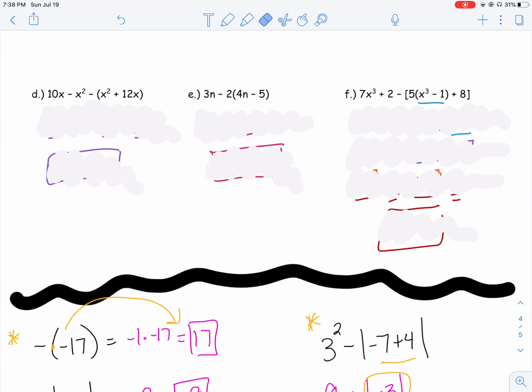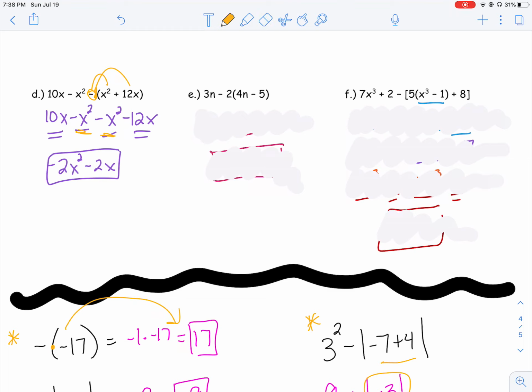All right, look at D here. I'm going to take this negative, or opposite, negative 1, and I want to distribute it through. That gives me a 10x minus x squared minus x squared minus 12x. It's really important that you distribute it to everything. Some students make the mistake of distributing it to the first term and forget about the other term, so just be careful with that. Now, combining like terms, I have a negative 1x squared and another negative 1x squared, which is really a negative 2x squared, right? And then I have a 10x and a negative 12x, which is really a negative 2x. No like term, so that would be my final answer.